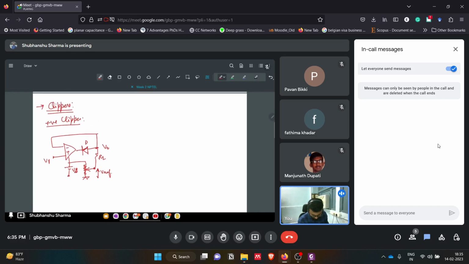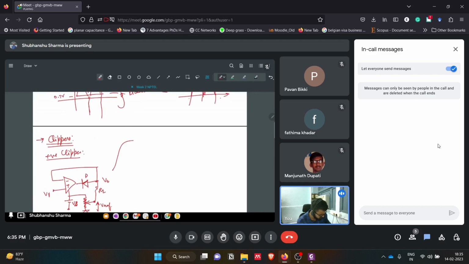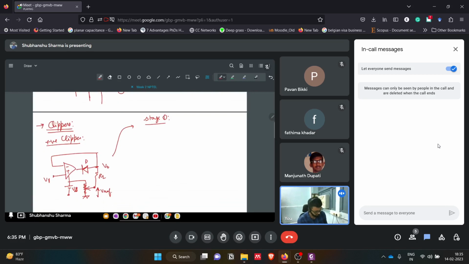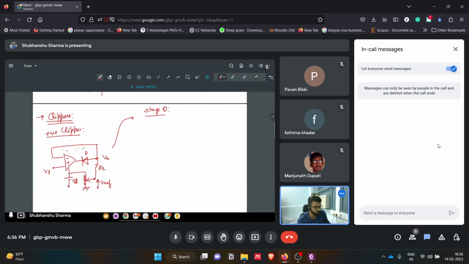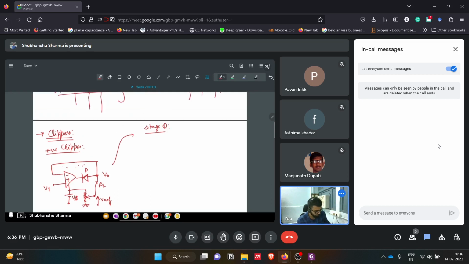Let's talk about stage 1. We gave some input voltage V1, but till now we don't know whether the diode is on or off. So the diode is not properly acting as a voltage follower, because this is a voltage follower circuit. When we don't know the state of VD, whatever the V reference is, this V reference will come at this side.